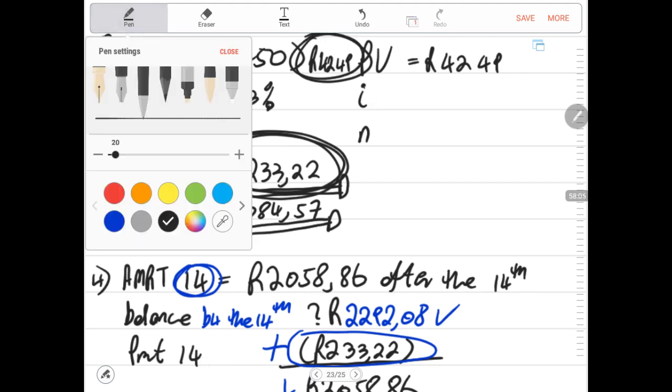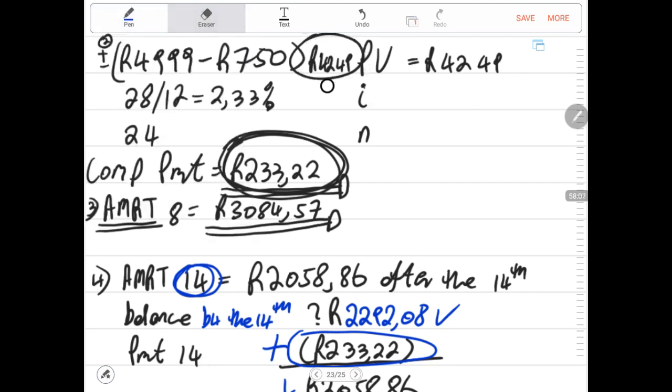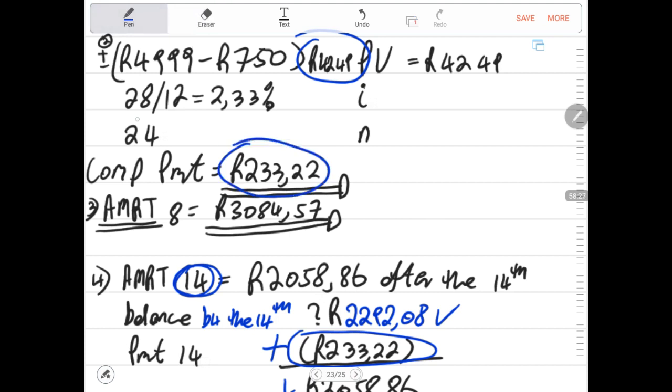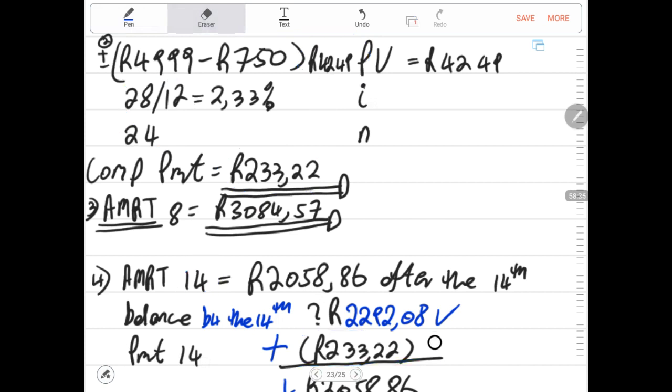You see, now we have no choice but to go back, because there is no way you cannot clear in this case. We have to go back and say 4,249 is our present value. 28 divided by 12 is our interest. 24 is our N. Then we compute our PMT. Now our calculator has the right memory, in terms of the payments, the period, and the interest, which is the old interest rate before there was a change, and the old PMT before the payment could change because of the change in the interest rate.